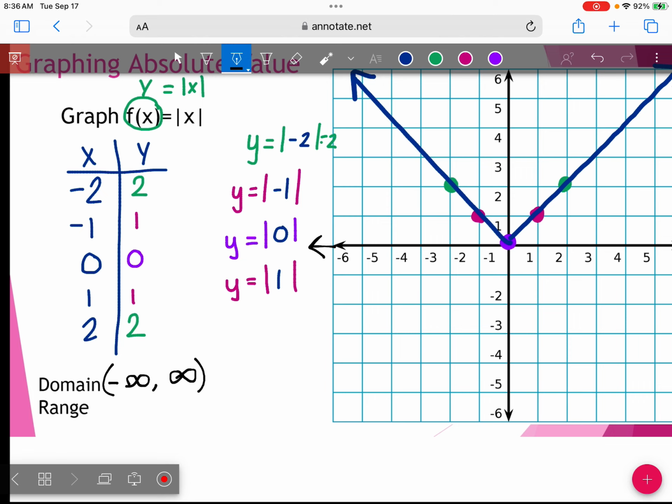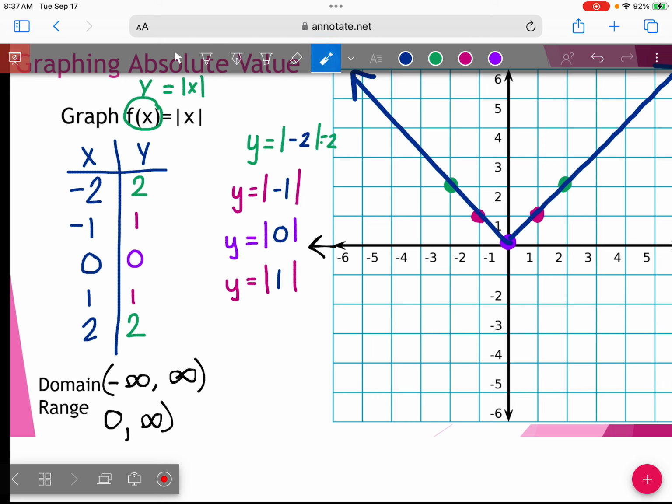Our ranges will change. So, what is our range here? What is the very lowest it goes in the y values? 0. What is the highest it goes in my y values? Infinity. Infinity is an idea, so we can't touch it. We put a parenthesis on it.